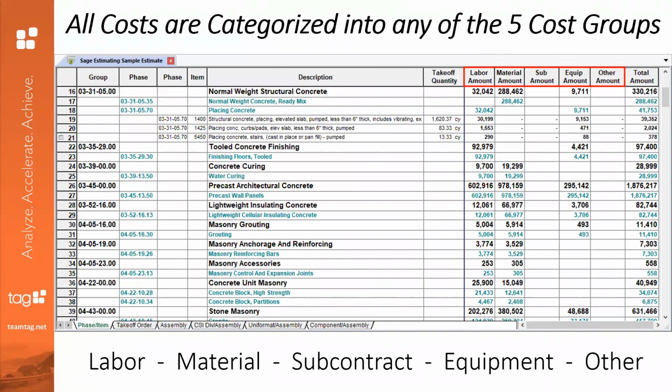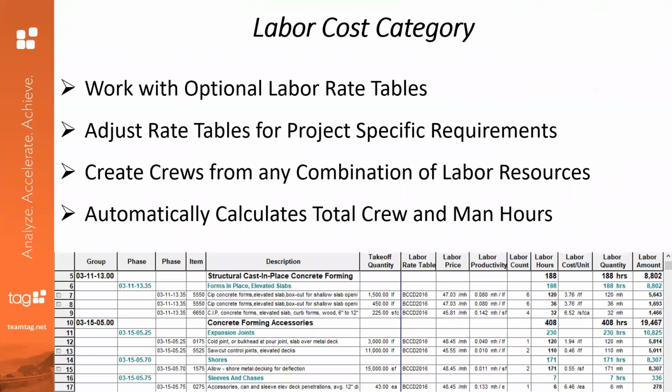Database items can include any single or multiple cost categories. There's a total of five different cost categories, which are labor, material, subcontract, equipment, and other. You can see those up on top here, and this is just a hyphenated view of the screen. Every item in the entire database that you use for an estimate must have at least one of those, and some could have up to three or four if needed.